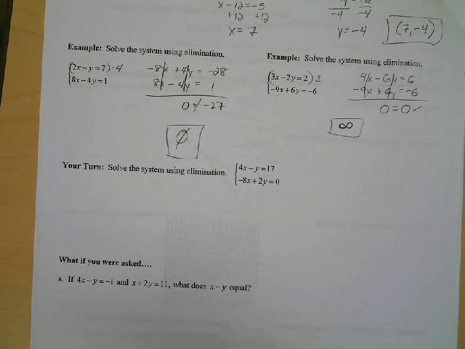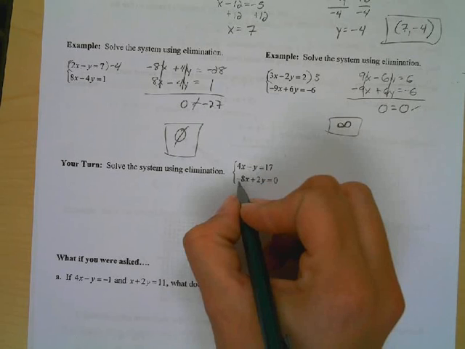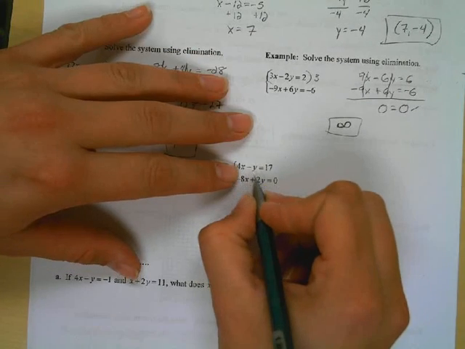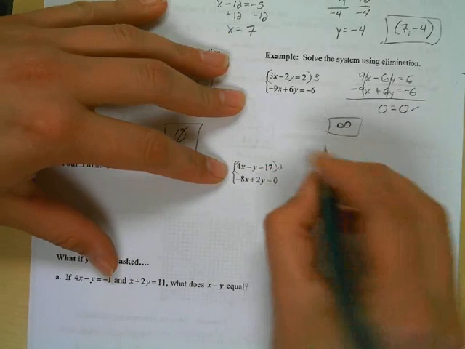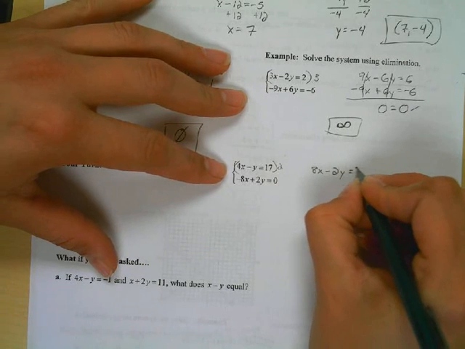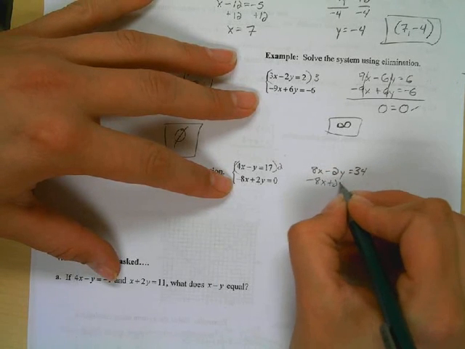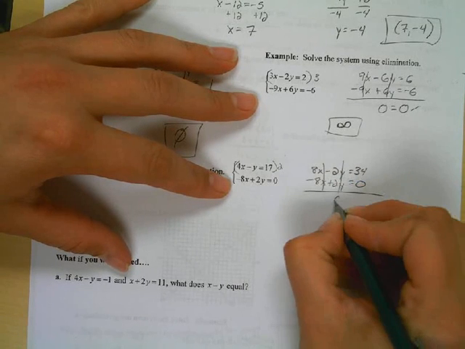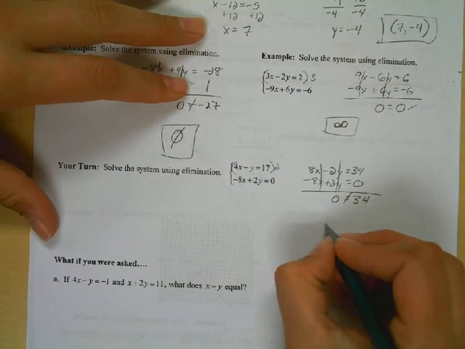All right, here we go. 4x minus y is equal to 17. I've got negative 8x plus 2y equals 0. I've already got a negative and a positive, so this just needs the 2, so we're going to multiply by 2 on top. So I get 8x minus 2y is equal to 34. Negative 8x plus 2y equals 0. Cancel, cancel. 0 is 34. Not on any day that I know of, so that would be no solution.